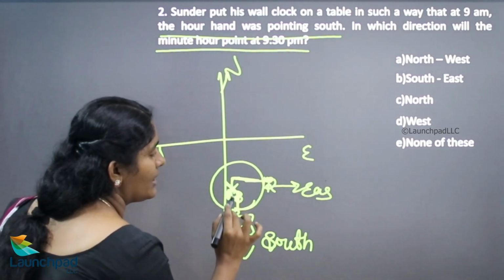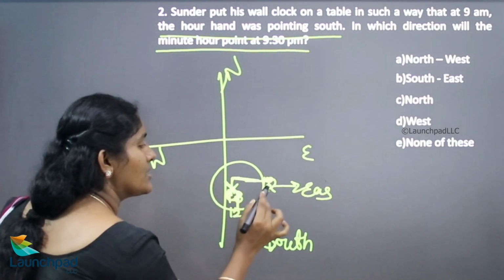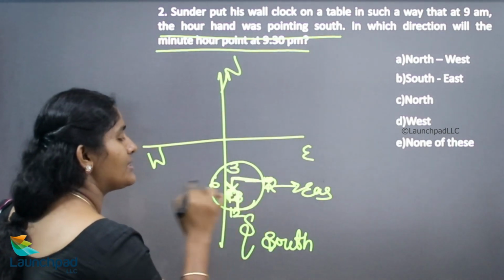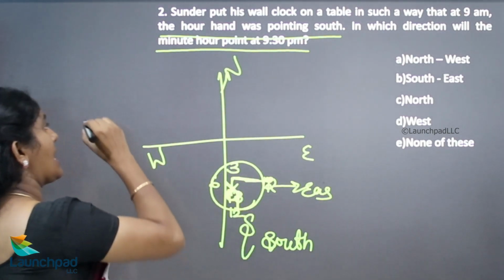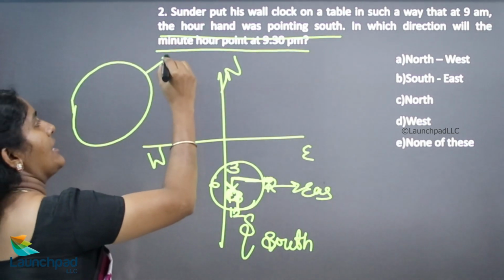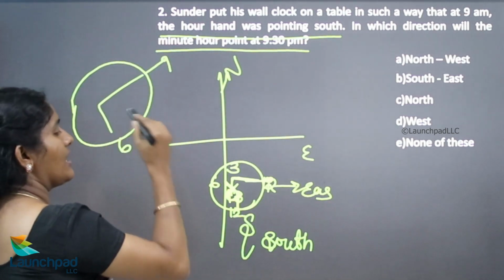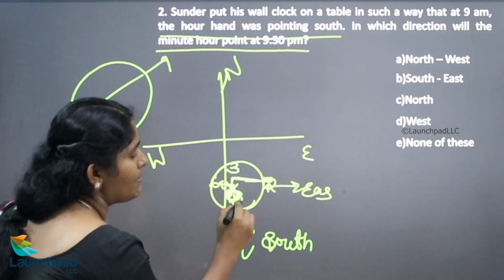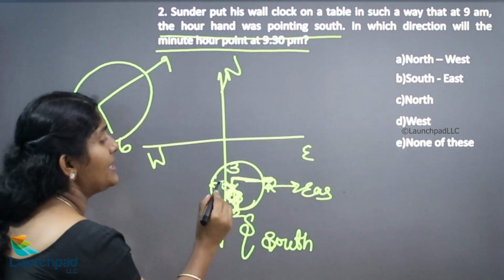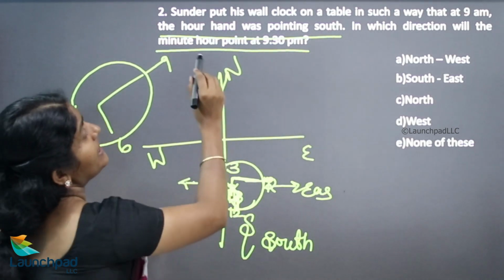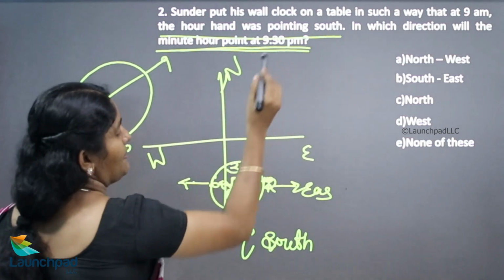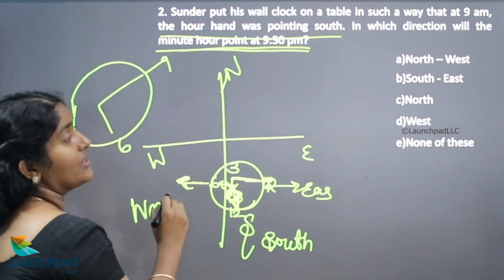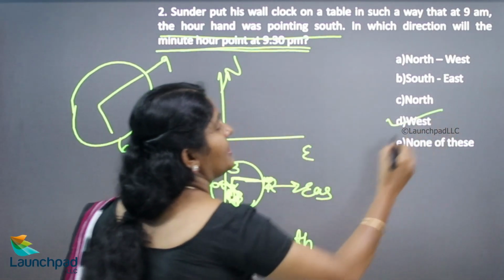Anyway, this is your 9 o'clock time and this is 12, 6, 3. So if it is 9:30, the minute hand will be coming here, and the hour hand will be like here. The minute hand is coming here, which means the minute hand at 9:30 p.m. is pointing in which direction? West direction. So the answer is option D.